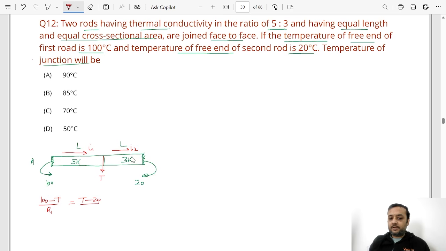So that will be T minus 20 upon resistance of second. Now what is the formula of resistance? Remember, the formula of resistance is L by KA. So that will become 100 minus T upon R1, which is L by KA. K will go in the numerator, so that will become 5K into A. Similarly, this will be T minus 20 upon L by K into A.